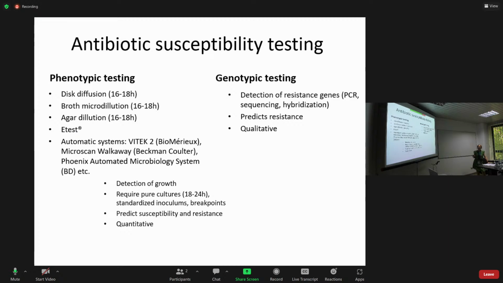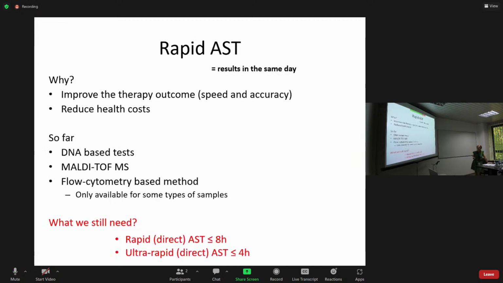Our colleague discussed the currently available testing, phenotypic and genotypic testing, all of them with advantages and disadvantages, but excepting genotypic testing, the phenotypic testing takes time because we need to isolate the bacteria, we need to identify it, and then we make the antibiotic susceptibility testing.